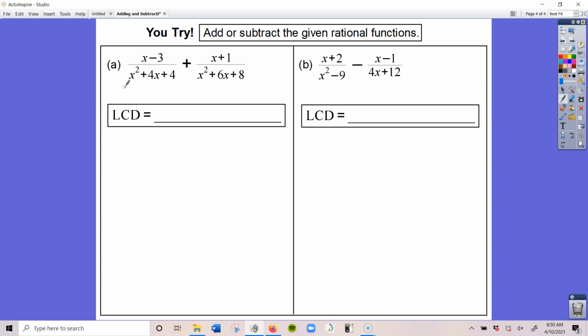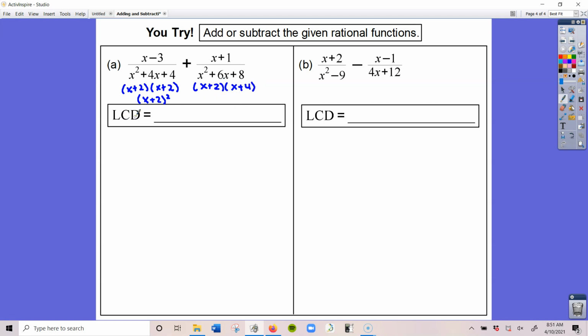Here we can factor this to x plus 2 times x plus 2, since 2 times 2 is 4 and 2 plus 2 is 4, which x plus 2 times x plus 2 is the same thing as saying x plus 2 squared, because there's two of them. Then here we have x squared plus 6x plus 8. This can be factored to x plus 2 times x plus 4.